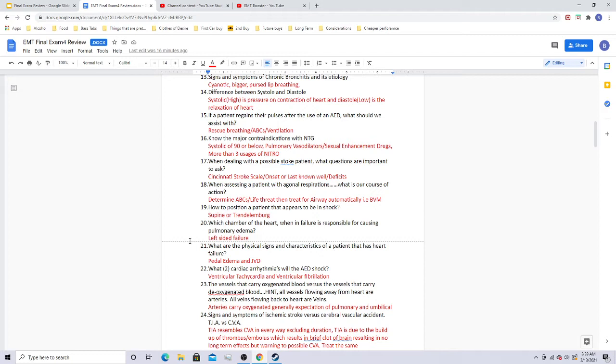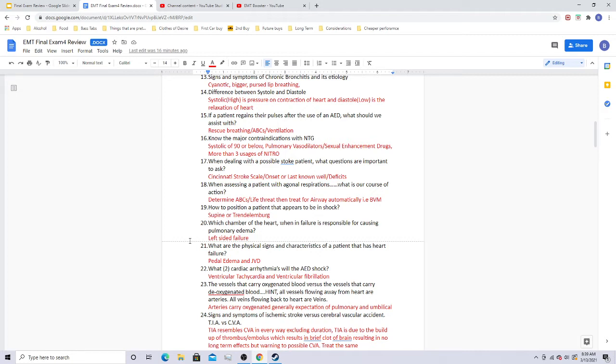If a patient regains their pulses after the use of an AED, what do we assist them with? So rescue breathing, ABCs, and ventilation. Another way that people refer to it is ROSC. So just whenever you hear that, that's how you know.